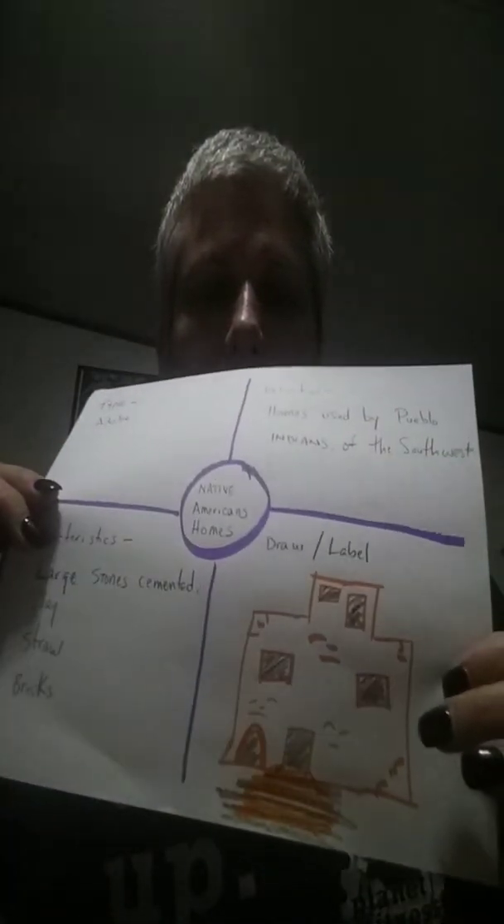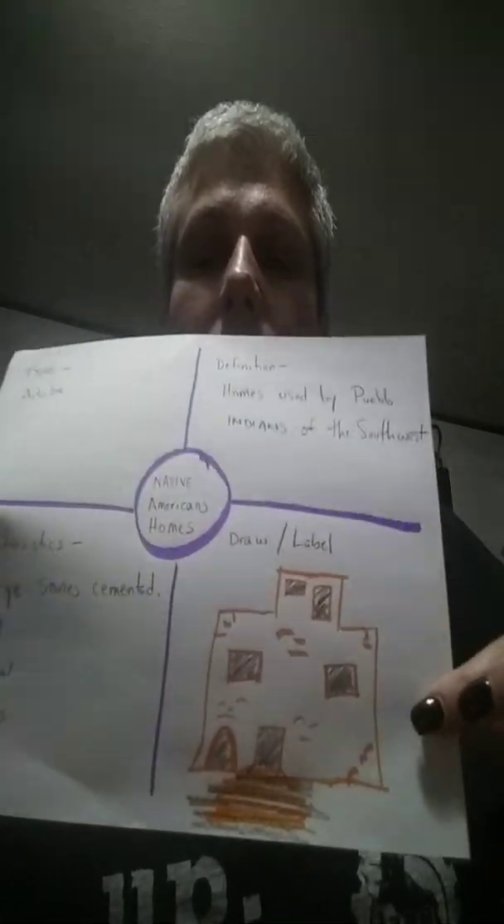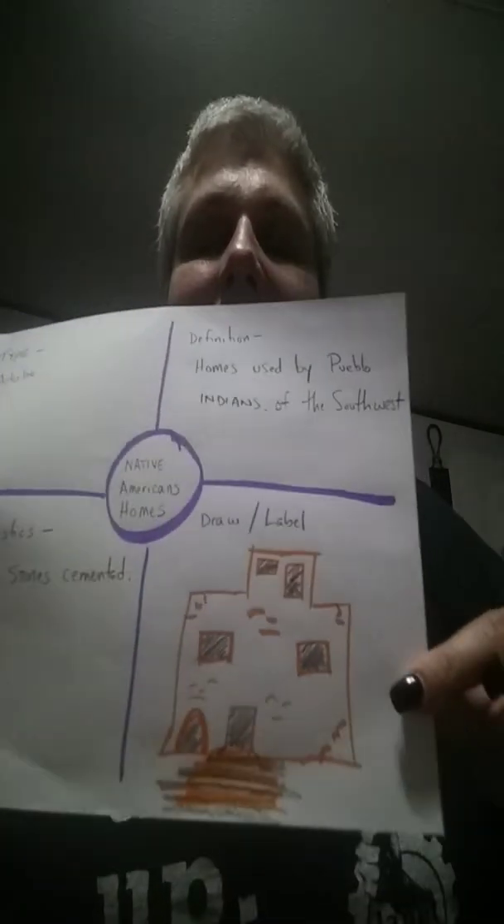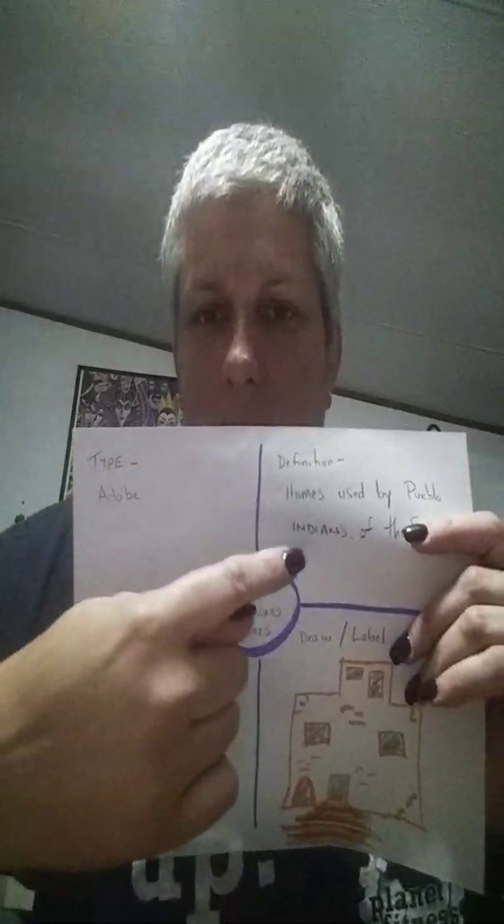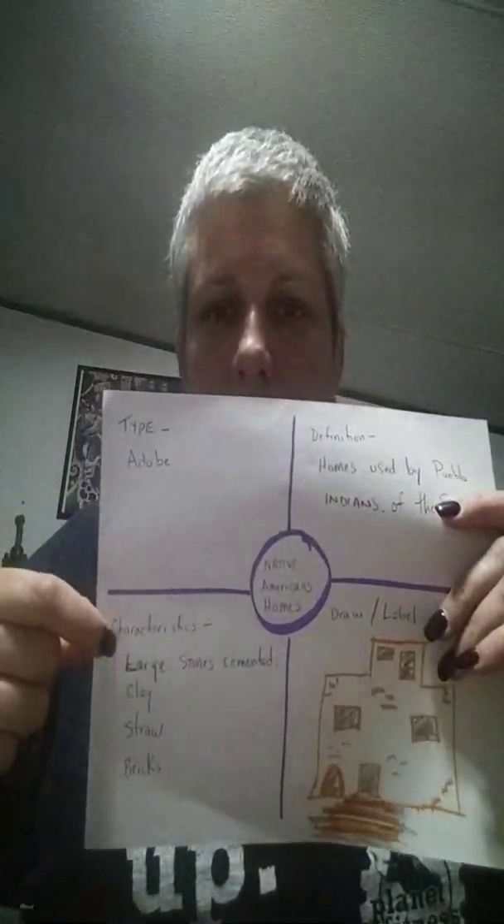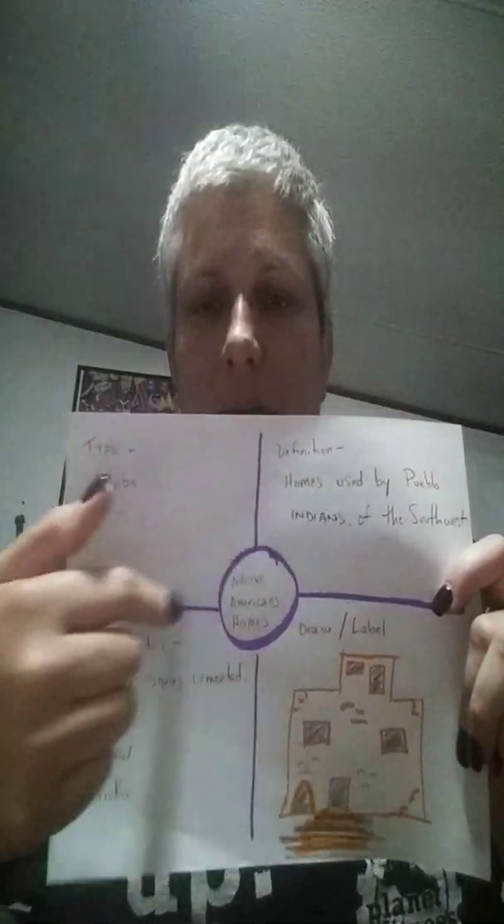And this is a fun little drawing of an adobe house that I did. I know I'm a wonderful artist, but that's the little drawing. So this can be done by individual students, but I feel like it's best worked in a group of students, so each one can help with a different process. You always want to have your type, definition, characteristics, and then a drawing or a label, and this really solidifies what they're learning.